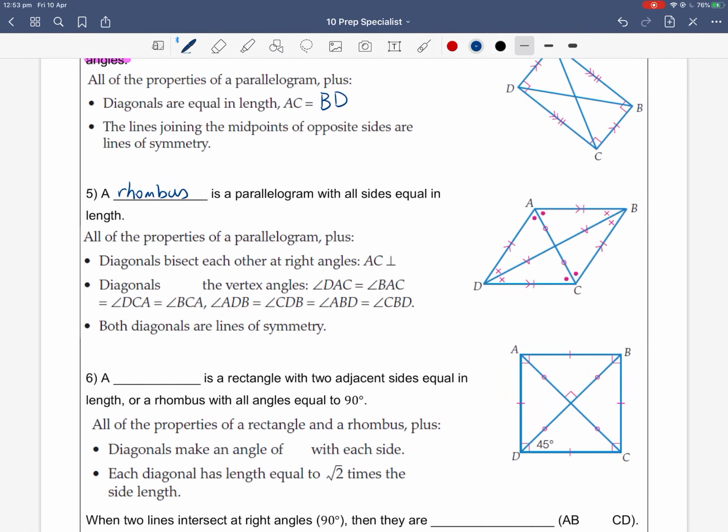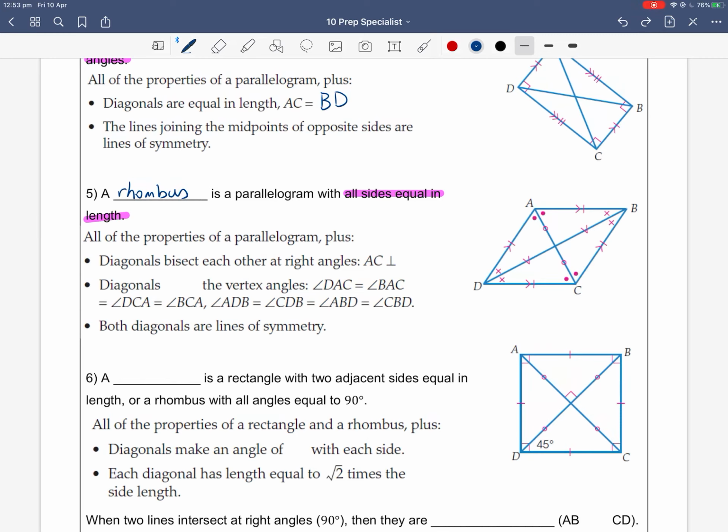Number 5 is a rhombus. So again, a rhombus is a special parallelogram, but with the additional property that all sides are equal in length. So it's kind of like a square, but it's not a square yet because the angles don't have to be 90 degrees. And later on in number 6, we'll consider the special case of a rhombus, which is a square. So a rhombus is a special parallelogram where all your side lengths are the same.